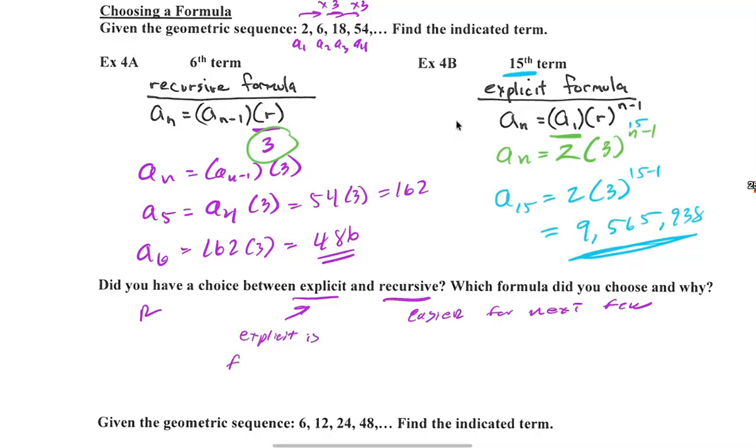Explicit is better to find a future term, so that way you don't have to do it like 30 times. But that's the idea.